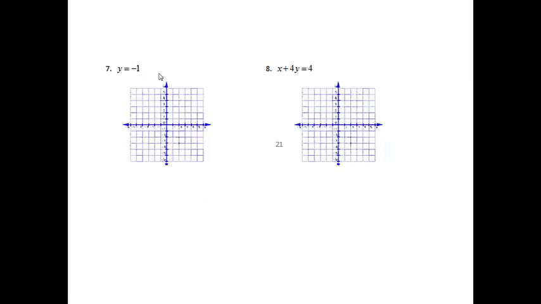Okay, number 7, we've got y equals negative 1. If the y-axis is a vertical line, y equals will be a horizontal line, so I'll just go down to y equals negative 1 and put a line. And again, we do want to put those arrows.